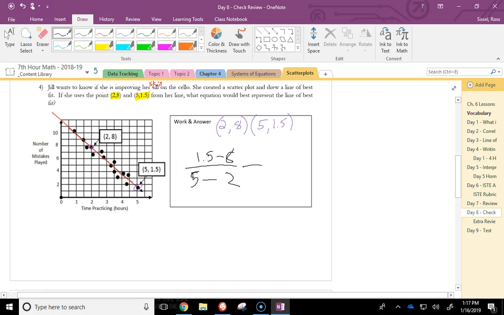Say it again. No, we didn't divide yet. How do I know which one's which? I mean, I know this is x and I know this is y. But why didn't I do 8 minus 1.5, Brandon? We're going left to right. Which point came first? This one. So that's x1, y1. This was our second point, x2, y2. Now, what is 1.5 minus 8?